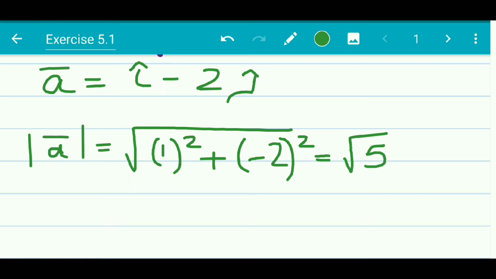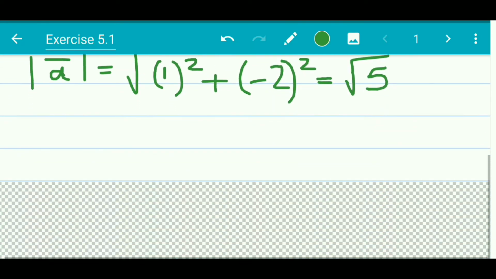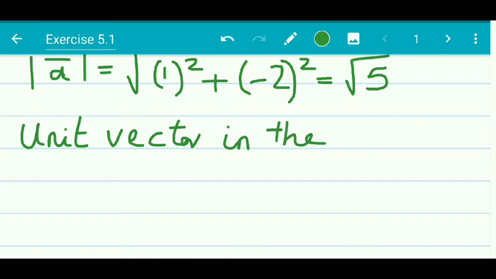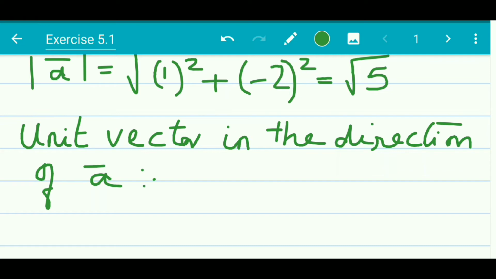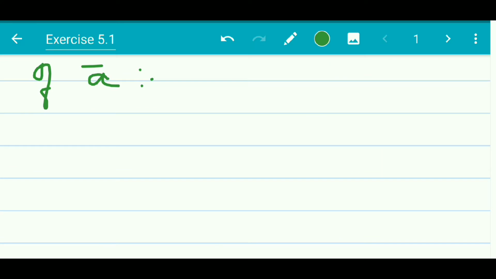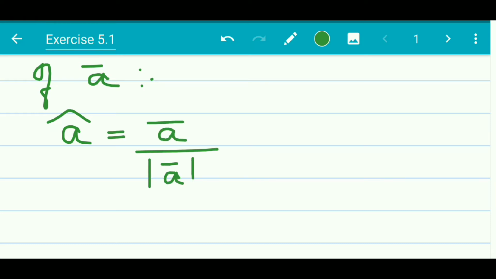Now we also find a unit vector in the direction of a bar. It is given by this formula. This is one formula which we had completed in the first lecture itself. It is given as a cap. Any unit vector is given by a cap sign. So a cap is equal to a bar upon mod a bar. It would be better if you remember this formula. It is going to be applied many times in other sums also.